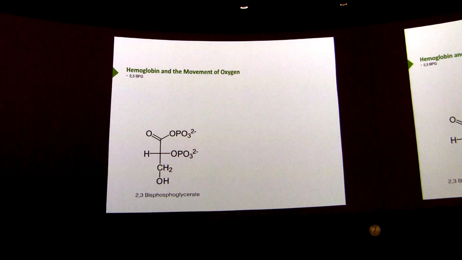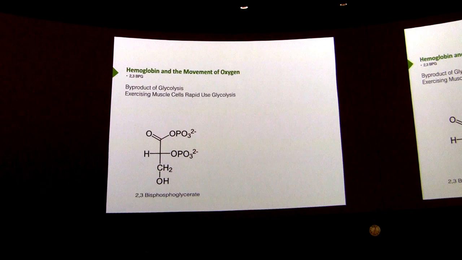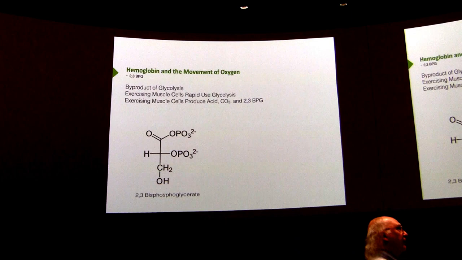2,3-BPG is also an indicator that a cell is really working hard. Okay? It's a byproduct of glycolysis, as I said. And a cell, like a muscle cell that's doing work, is rapidly going through glycolysis, because that's the primary way that cells start generating energy, by breaking down sugars in glycolysis. The more rapidly they're metabolizing, the more 2,3-BPG they will produce. Exercising cells are producing all three of these things: protons, carbon dioxide, and 2,3-BPG.